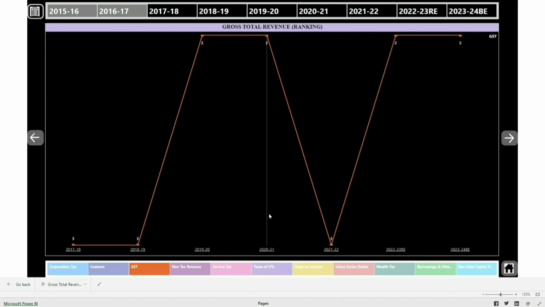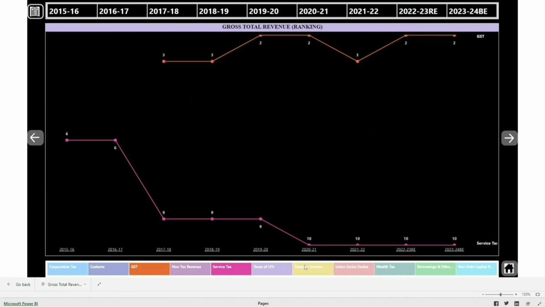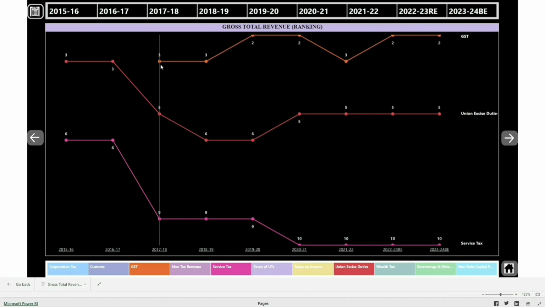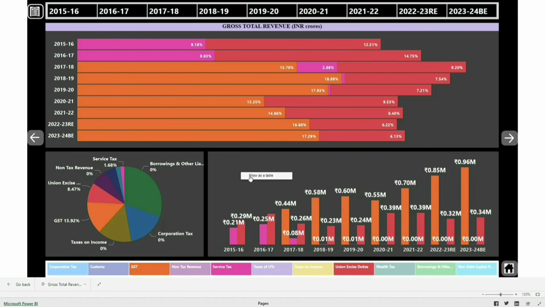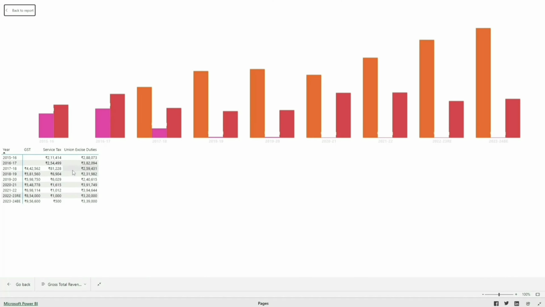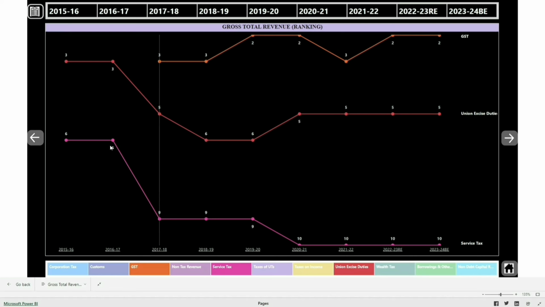Here you can click on GST and, while pressing the control button, click on service tax and excise duties. You can see that as soon as GST was introduced, the ranking for service tax as well as excise did fall, right? Going back to the previous report, if you click on GST, service tax and union excise duties, and show as table, you can see right before GST, the amount contributed by service tax was 2.5 lakh crores, and it fell to 80,000 crores as soon as GST was introduced. You can see the changes here, and this is the reason for the fall in ranking for service tax as well as union excise duties.